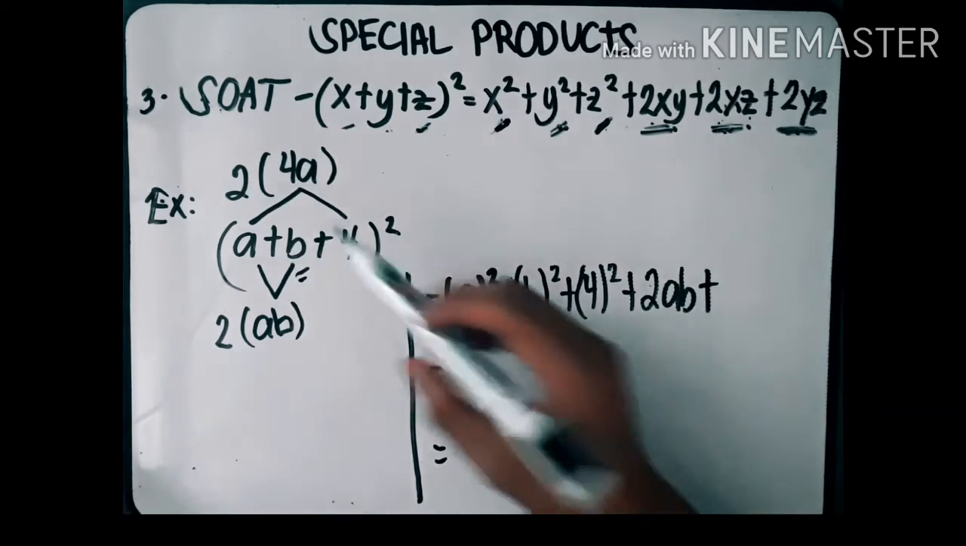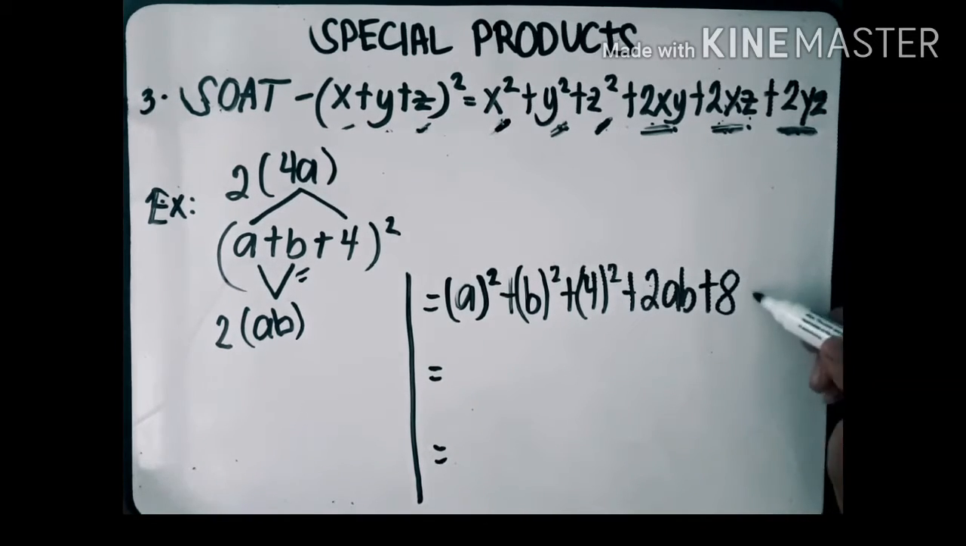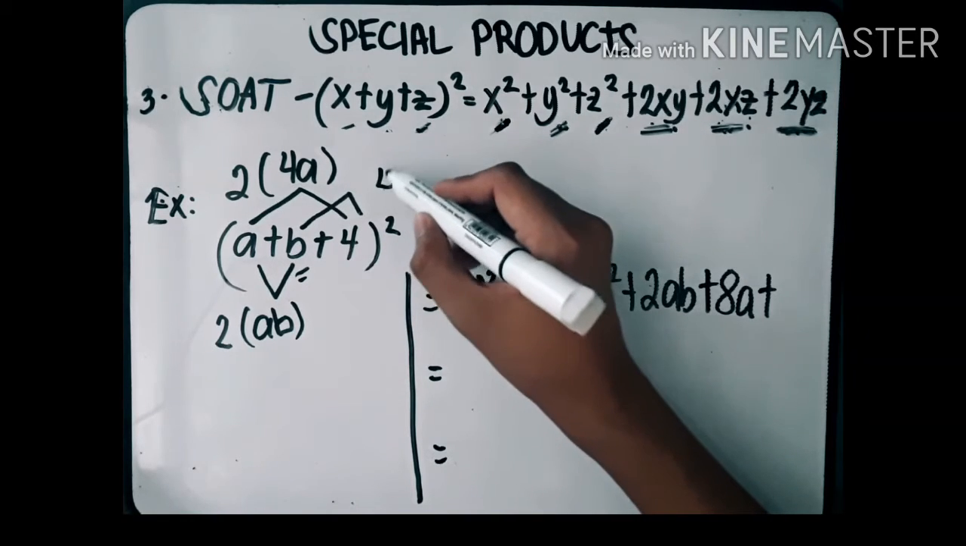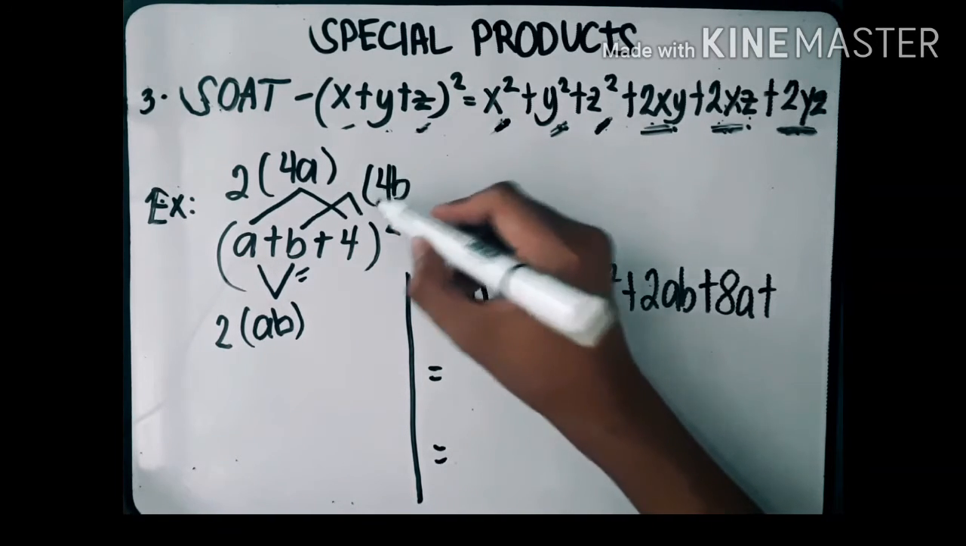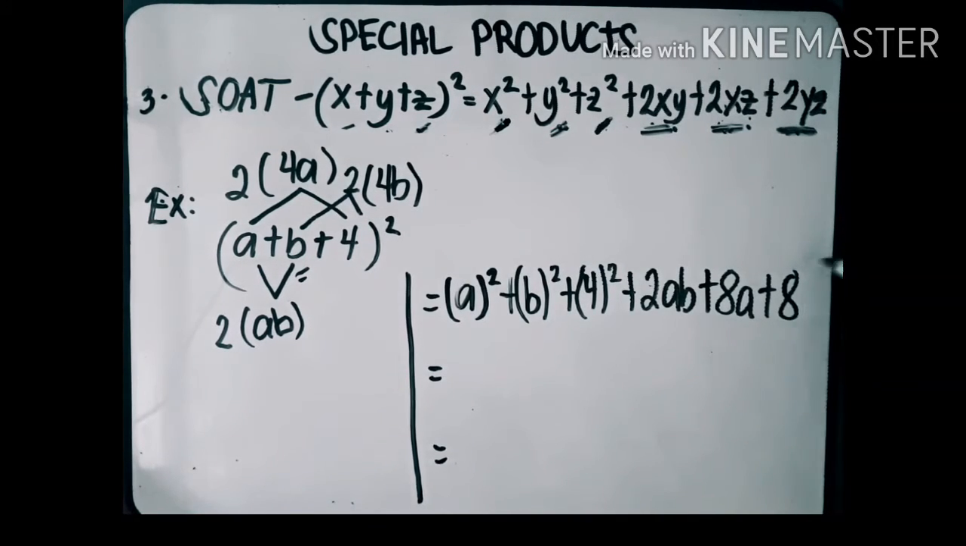Twice. So, 2 times 4 is 8, and then 8. Plus twice the product of the second and the third terms, which is B and 4. So that will be 4B pag minultiply, and then twice lang natin siya. So that will be 8B.